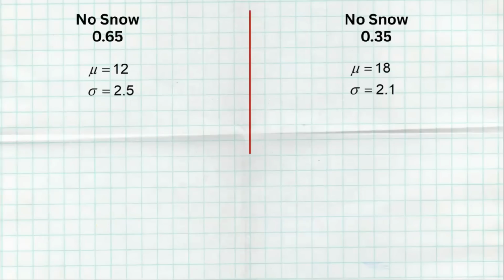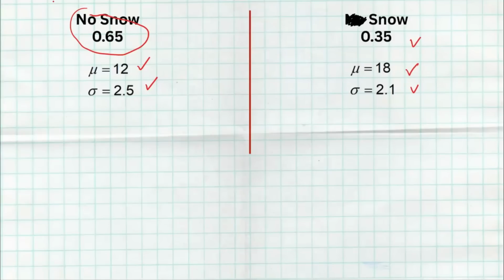All right, so here's what we know. We know that there's a 35% chance of snow and a 65% chance of no snow. Now, let's talk about what they told us. First, if there is no snow outside, which is a 65% chance tomorrow, there's a mean of 12 minutes to walk to school and a standard deviation of 2.5. And if there is snow, which is a 35% chance tomorrow, there's a mean of 18 minutes to walk to school and a standard deviation of 2.1.